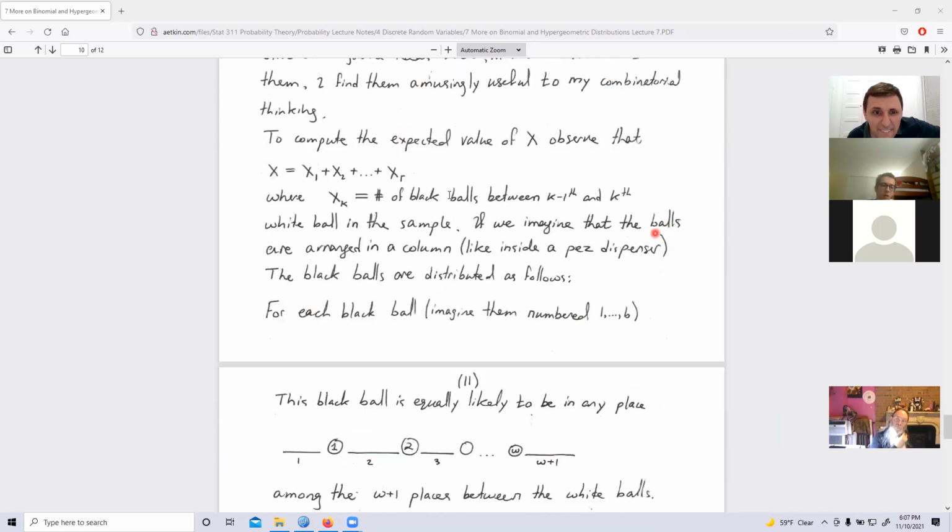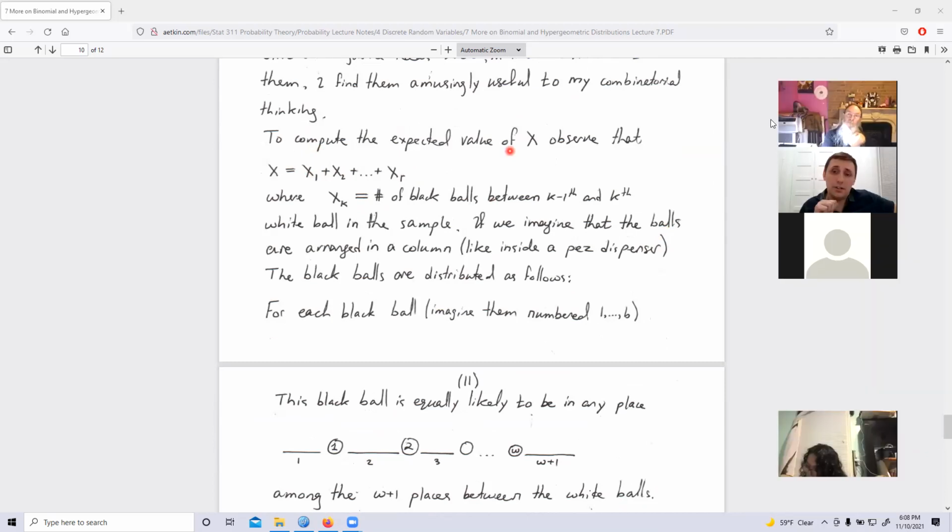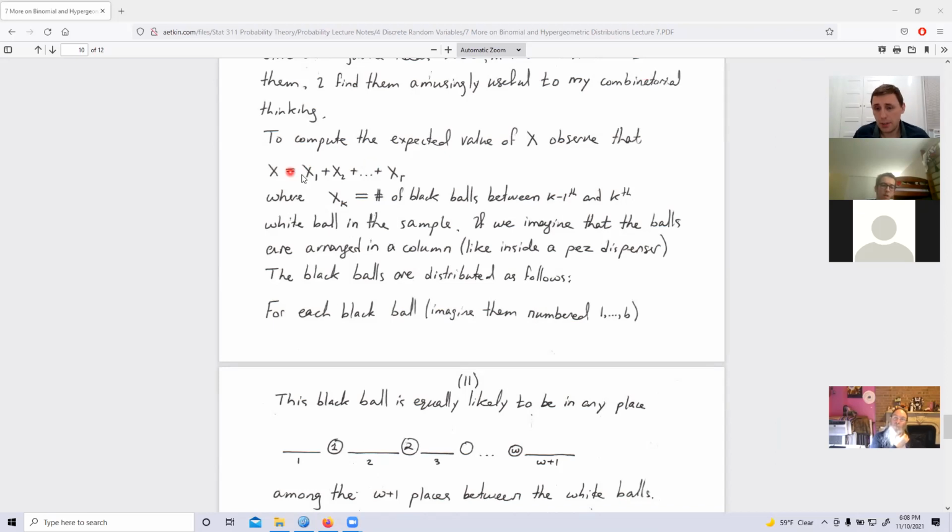Okay, let's see. So how do we calculate the expected value? That's the hardest thing here, of course. We can again do the same thing we did for the negative binomial. We can set x equal to x1 plus x2 all the way to plus xr, where each xk is the number of black balls between the k minus 1th and kth white ball in the sample.